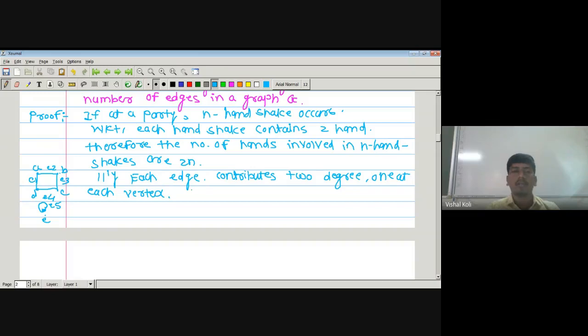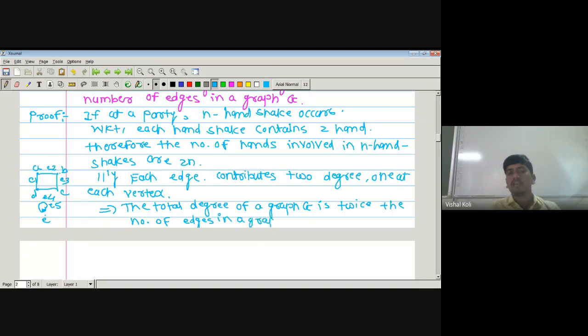Therefore, the total degree of a graph G is twice the number of edges in the graph G. Since each edge contributes 2 degree, the total degree is nothing but 2 times the number of edges.